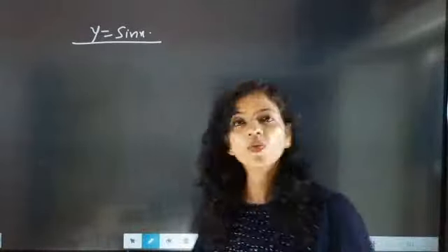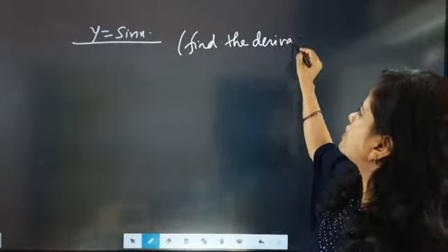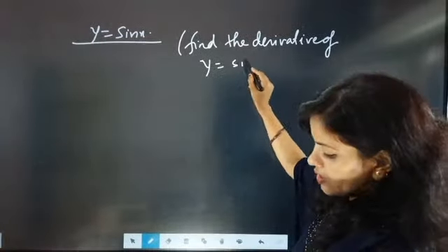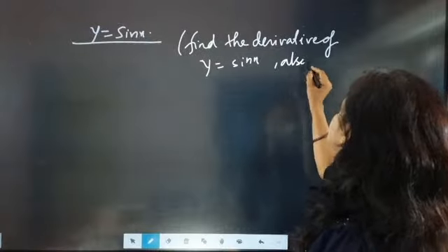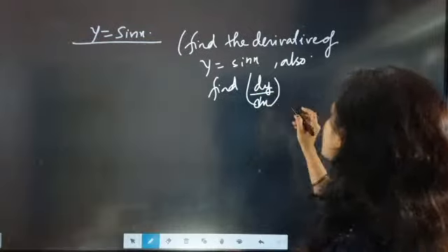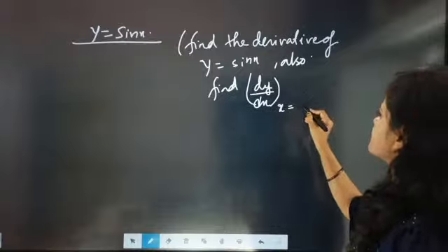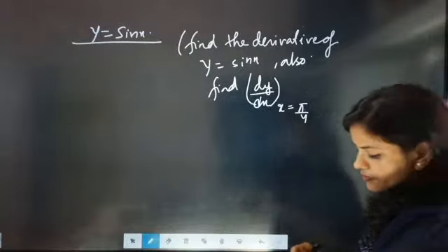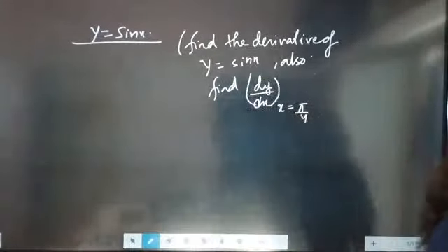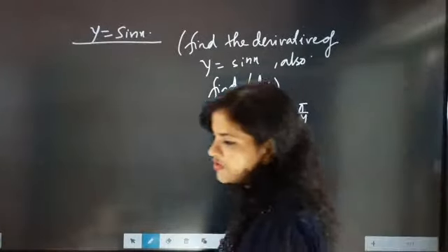Now look here, the second question is: find the derivative of y equal to sin x, and also find dy by dx at x equal to pi by 4. Dy by dx at x equal to pi by 4. Okay. So now this is the question and we have to handle it.